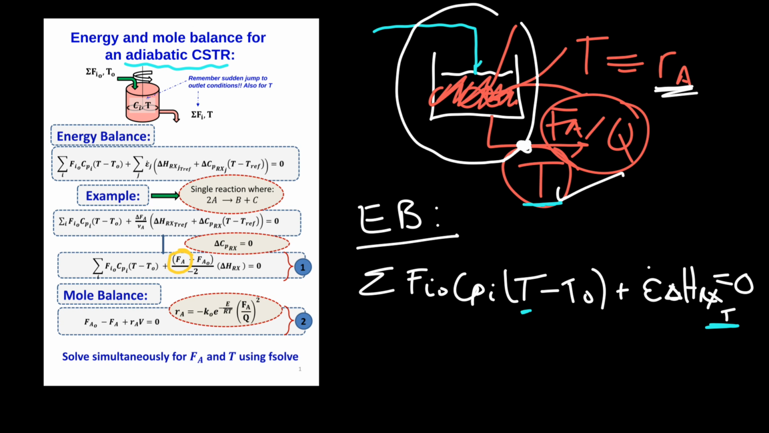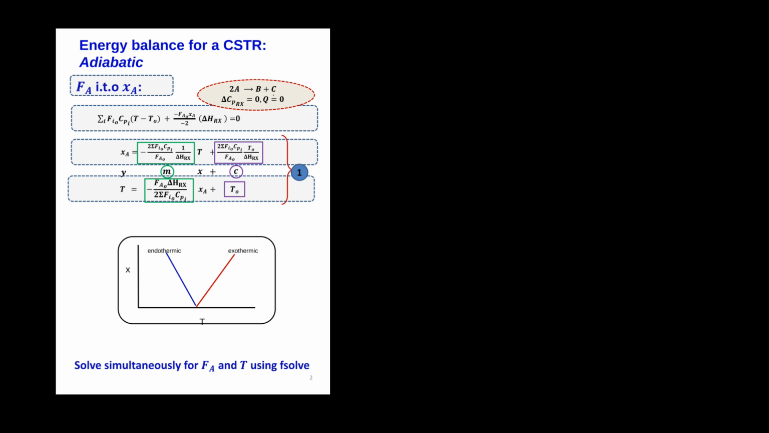The composition at the outlet, which I can write in terms of X, as well as my temperature. So I need another equation to solve for those two variables. And of course, the other equation is just simply my mole balance for component A. And I can write my rate as an additional unknown in that equation, but I have an extra algebraic equation to solve for the rate in terms of my unknowns, FA, and the temperature.